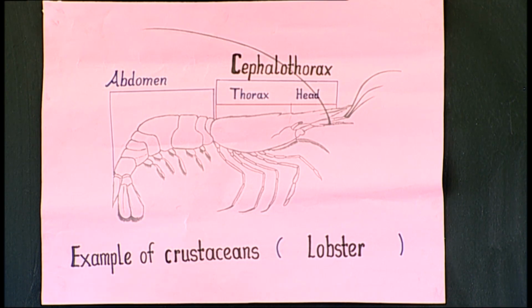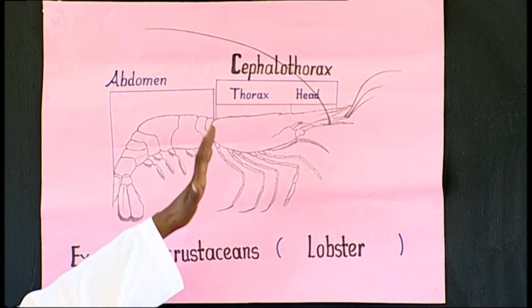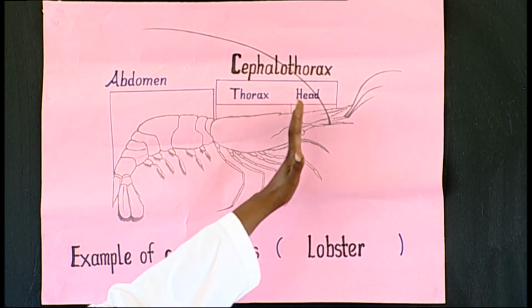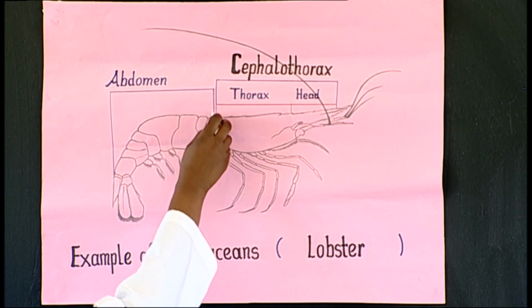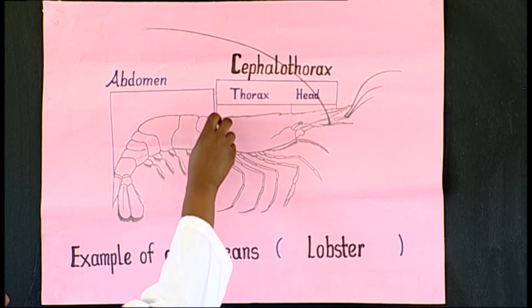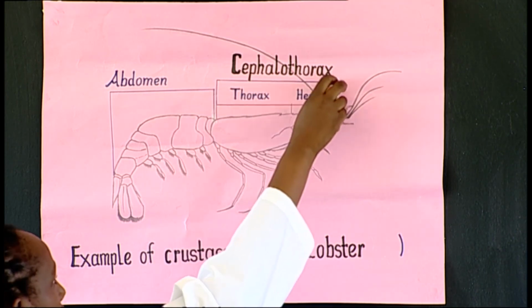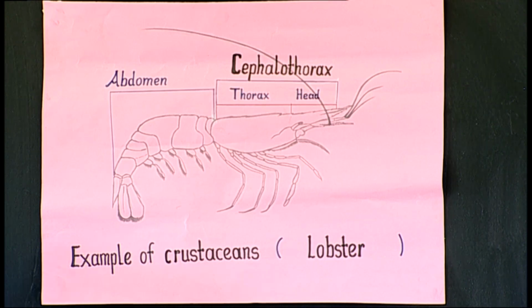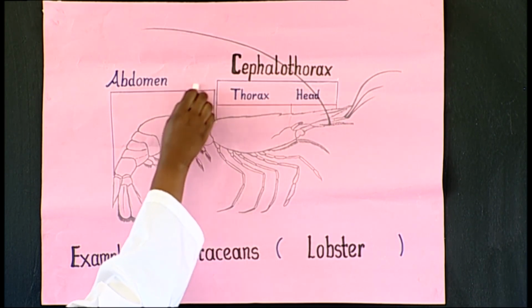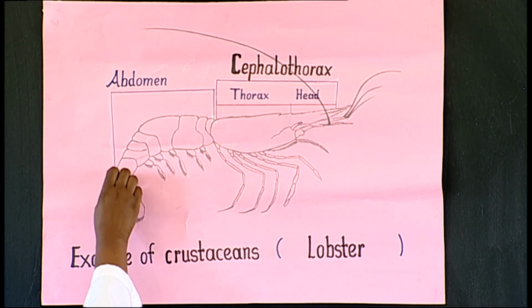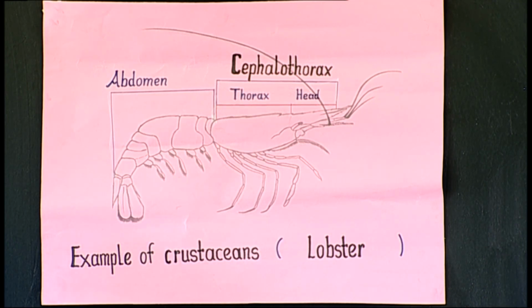That is what we call cephalothorax from here. As you see, this line separates to this side here. That is the cephalothorax. And another second part from here, going this side, up here, that is the abdomen, right?